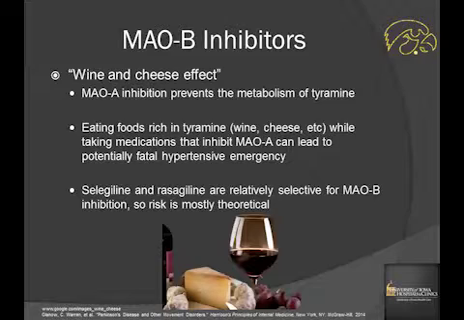Now, anyone who remembers pharmacology from way back may see MAO and think of the wine and cheese effect. So this is more pronounced with the MAO-A inhibitors, which prevents the metabolism of tyramine. So when you're thinking about foods that contain a lot of tyramine, so things like wine and cheeses, if patients are taking medications that inhibit MAO-A, it can lead to potentially fatal hypertensive emergencies. So the patients are unable to break up the tyramine and have these hypertensive emergencies. Now, selegiline and rasagiline are relatively selective for MAO-B. They're not 100% selective. So the risk is mostly theoretical, but these may not be something that you want to start in a patient whose diet only includes wine and cheeses. Again, although the risk is probably theoretical.